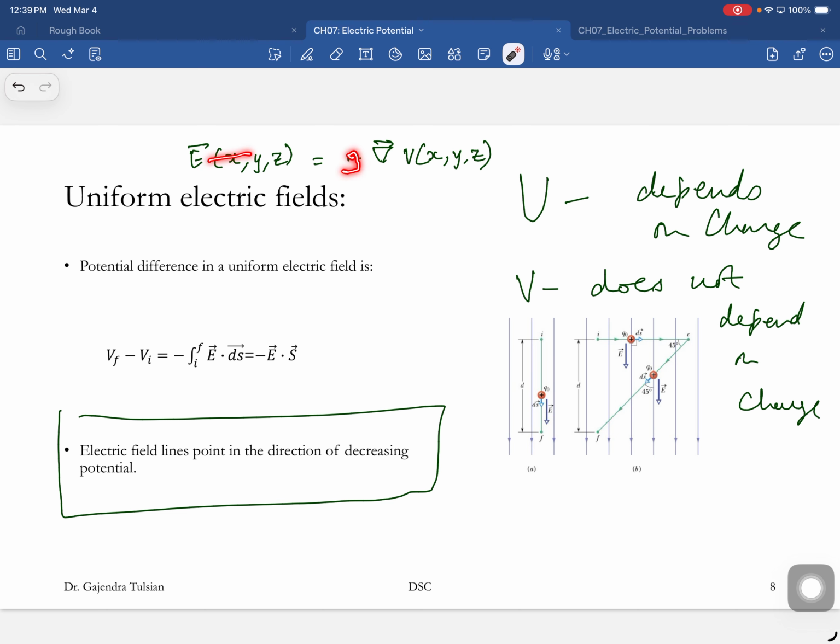And the negative sign tells you that the electric field is pointing in the opposite direction. So if the potential is increasing in this direction, electric fields are pointing in that direction.